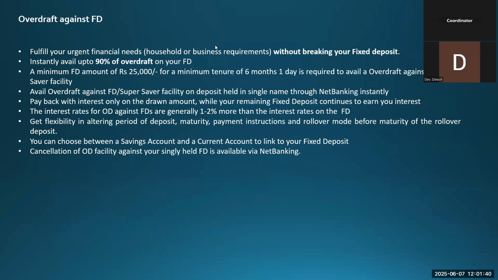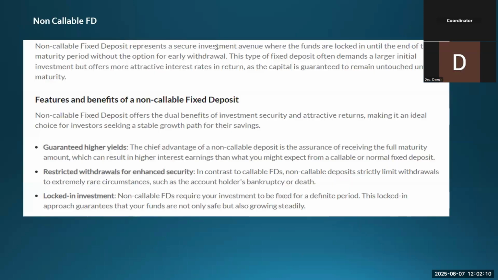Please understand, if you take a personal loan, we discussed that the interest rate is 11%, 12%, 14% and all that. But if you have an FD, you can use the FD as a collateral and take an overdraft against the FD. The interest rate there is much, much lower than the other interest rates. You can link the overdraft to either a savings account or a current account. Cancellation of OD against FD is available on net banking also.